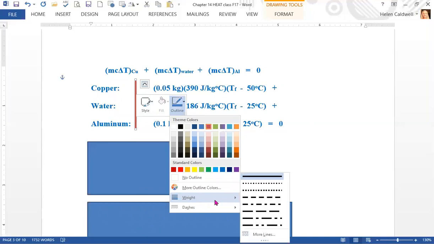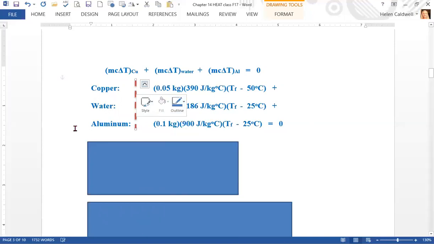We could make it dashed. So I could make a little red dashed line so you'd remember that the copper, the water, and the aluminum are on just their designators. All right.